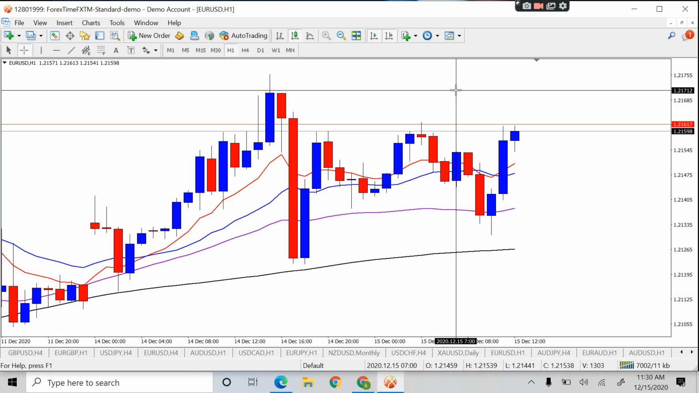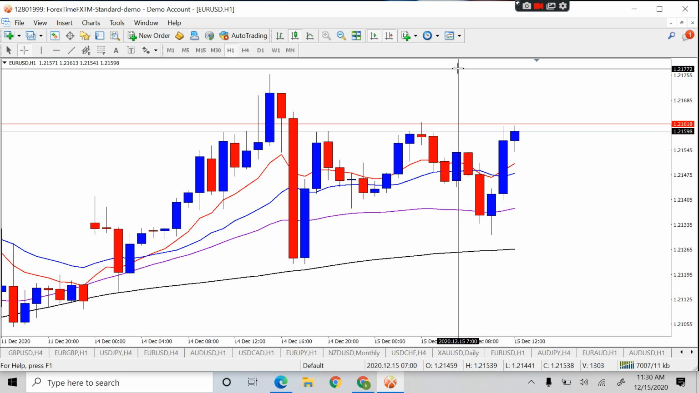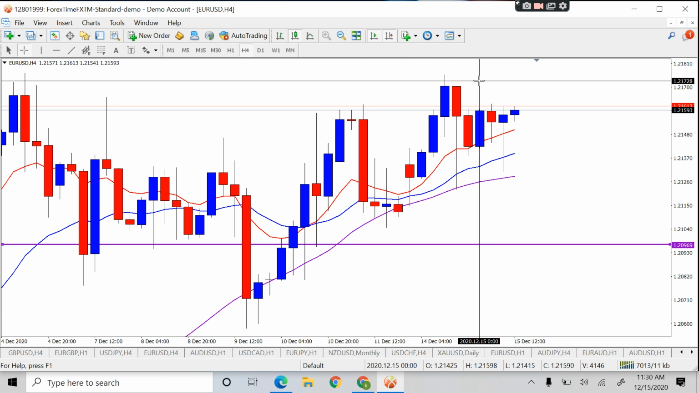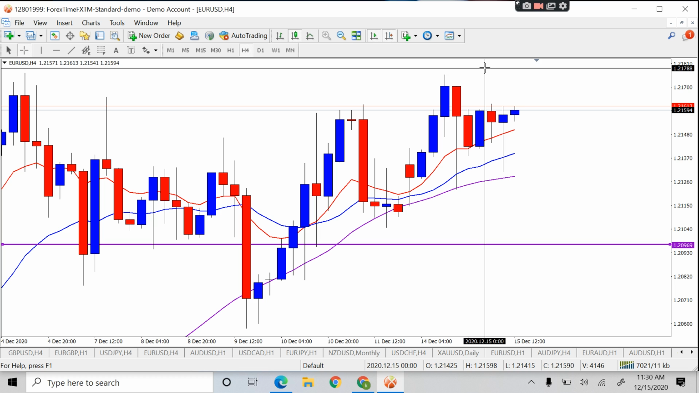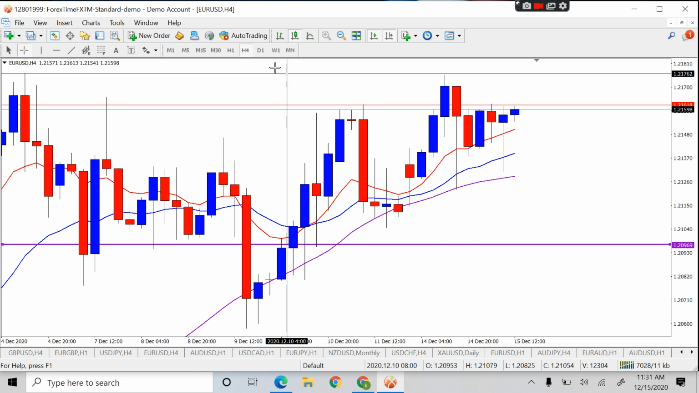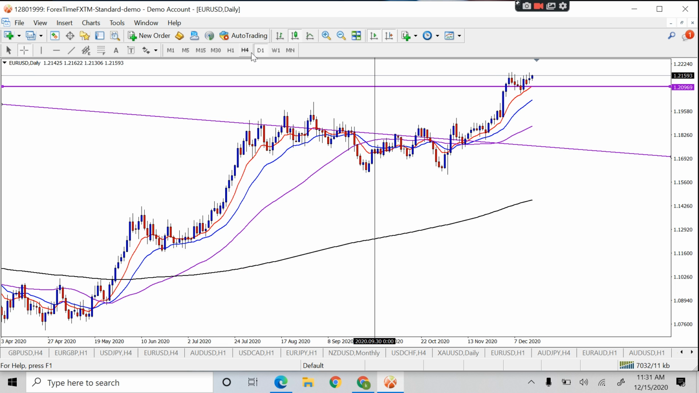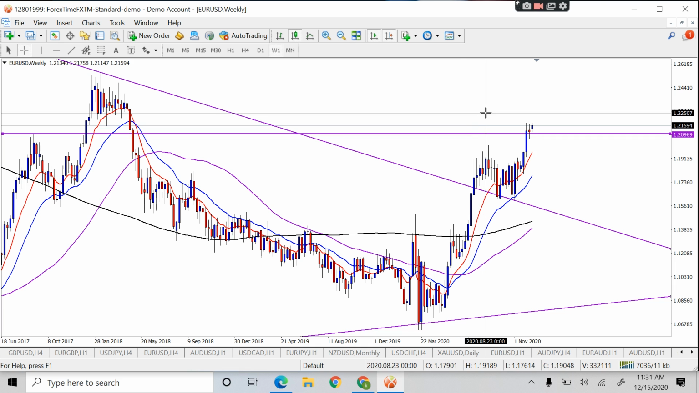Okay, 788. Let's go to H4, and that's where you see it. 1.21788, somewhere there. A buy stop there should pick you up when it has broken that resistance. You see it more clearly when I do this. Yeah, you see it more clearly on the weekly time frame.